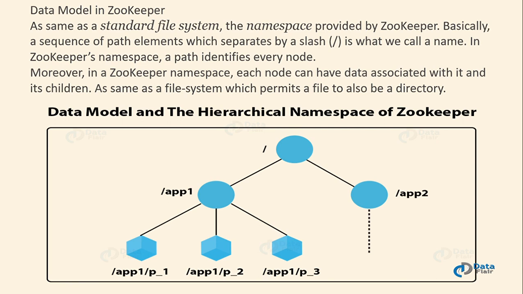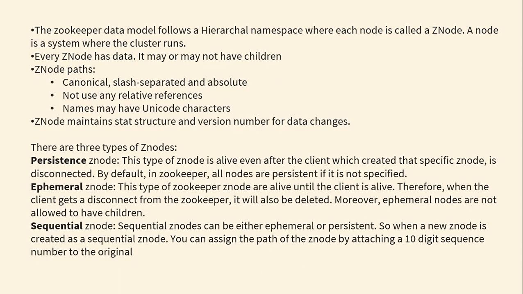Zookeeper namespace path identifier is different for each node. Moreover, in a Zookeeper namespace, each node can have data associated with it and its children, the same as a file system, which permits a file to also be a directory. The Zookeeper data model follows a hierarchical namespace where each node is called a ZNode.